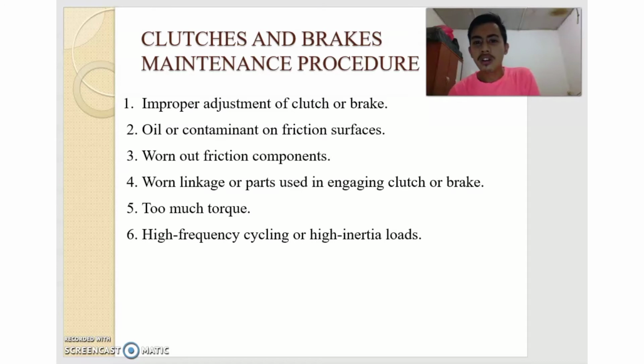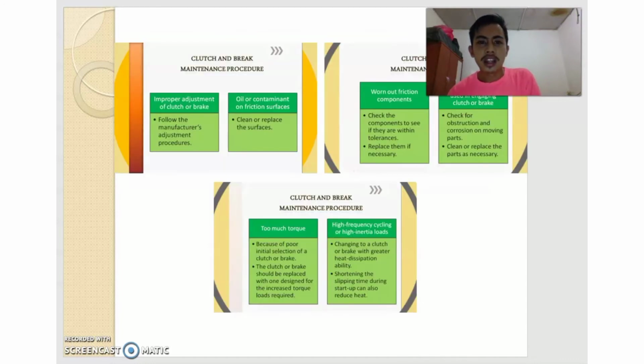Second, oil or contaminant on friction surface. Third, worn out friction components. Fourth, worn linkage or parts used in engaging clutch or brake. Fifth, too much torque. And sixth, high frequency cycling or high inertia loads. And for this slide, I'm going to show you the steps to do the maintenance.